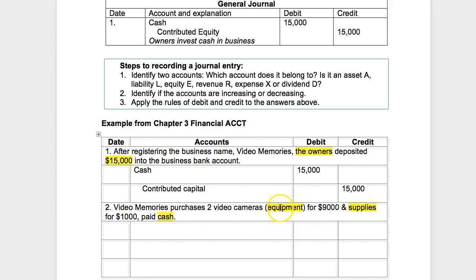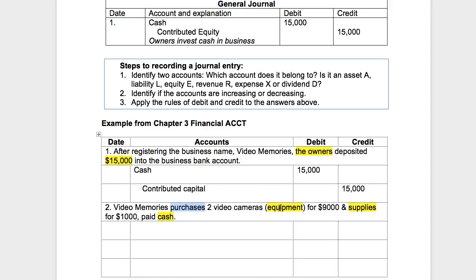Now what's interesting here is each one of these is an asset. They're all assets. So the next thing we need to figure out is which one is increasing and which one is decreasing. Now, if you purchase something, this is going to be an increase, because when you purchase the equipment, it means you have more equipment in your business.